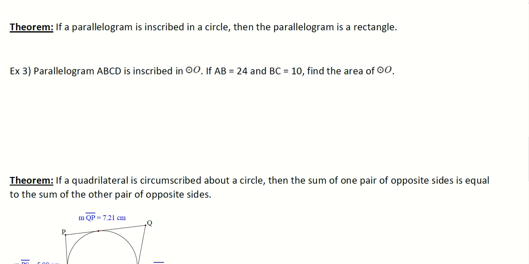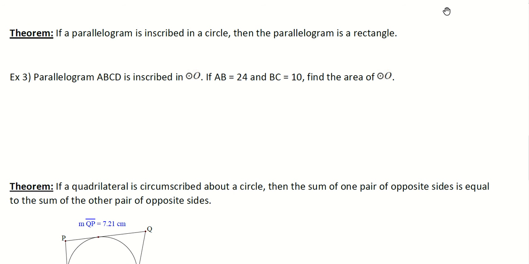Example 3: parallelogram ABCD is inscribed in circle O. If AB equals 24 and BC equals 10, find the area of circle O. I want you to think logically about this. You don't have to actually draw it, but think logically about this. Pause the video now and work this example.